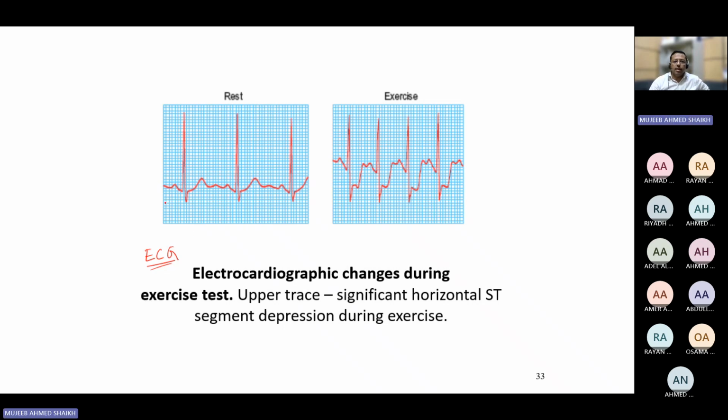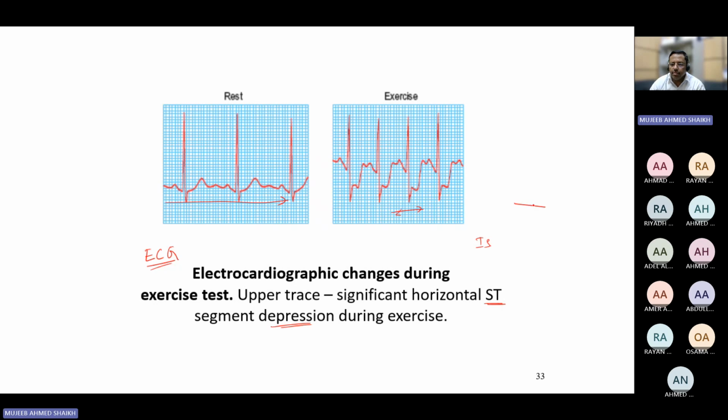What will it show? This is the resting ECG, and this one is the ECG during exercise, when the person is doing exercise for knowing the cardiac condition. There may be ischemic changes seen. How will the ischemic changes be seen? Ischemic changes will be seen in the form of ST segment depression.